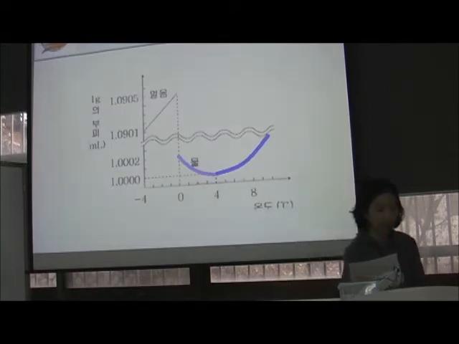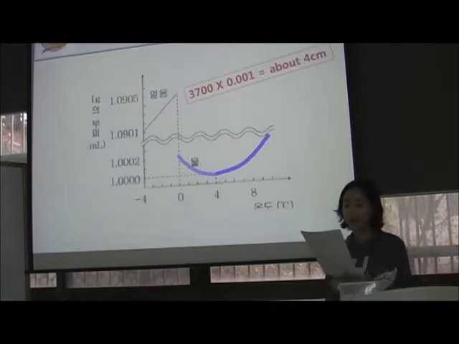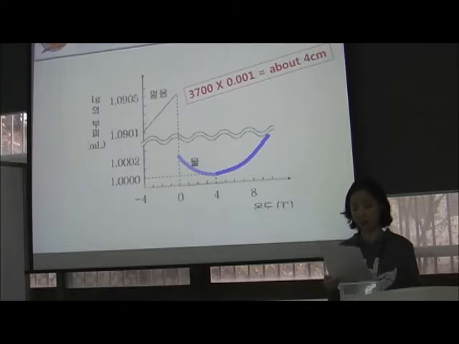Of course, the rising rate is 0.001%, but the depth of seawater is 3,700 meters. So the sea level rises about 4 centimeters per year. If this situation continues, thermal expansion of the ocean makes a terrible effect.